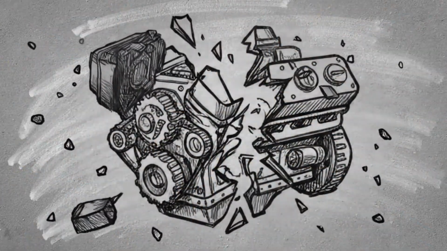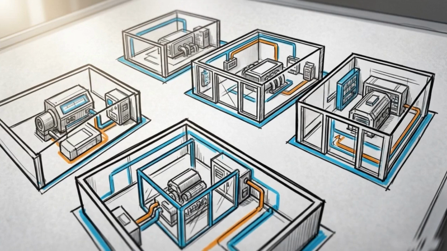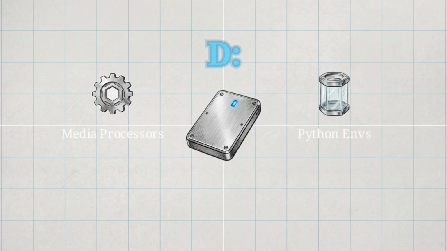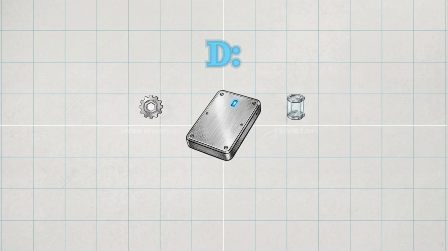Eventually, the conflict builds up and the entire setup breaks. To prevent that, we are going to build an isolated engine room. We will place everything from media processors to individual Python environments entirely on a dedicated D drive.